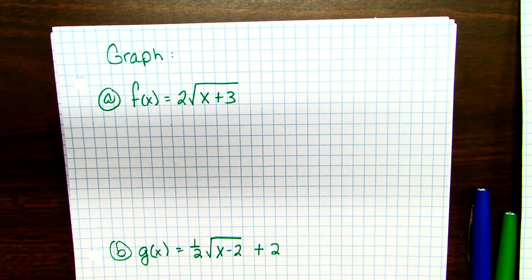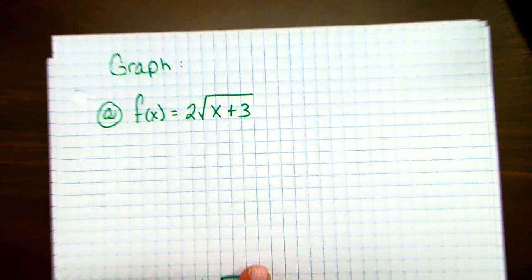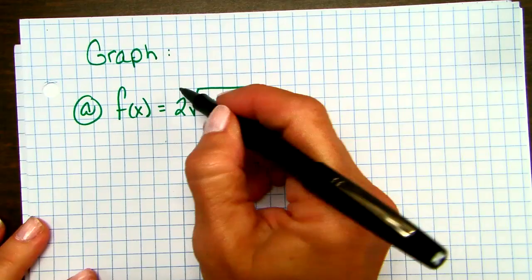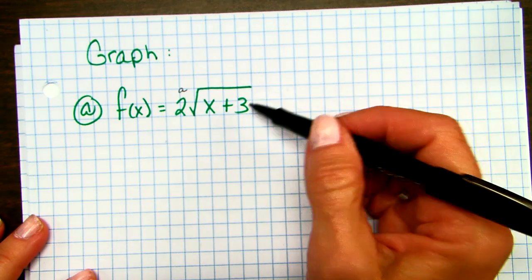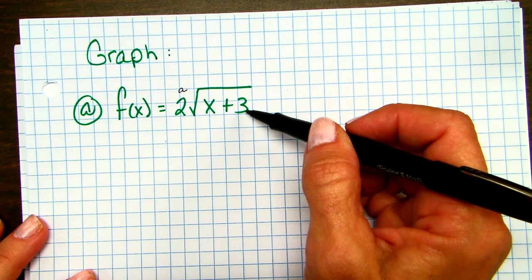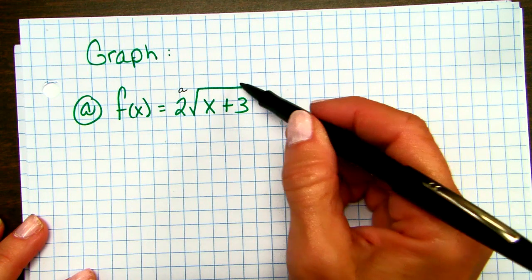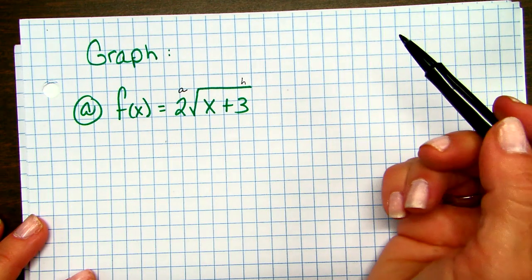Okay, so I want you guys to see your first example. We have an a in front. We didn't have any a's yesterday. And what letter would the 3 be? Is that h or k? h, because it's under the radical. That's it. That's how you know.